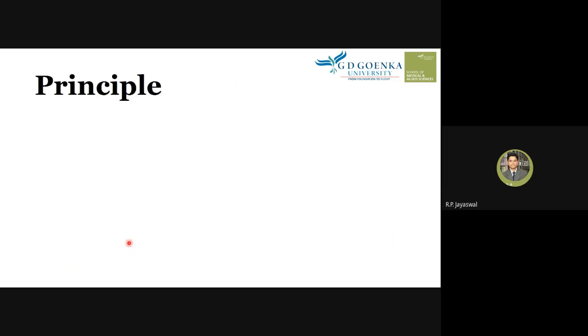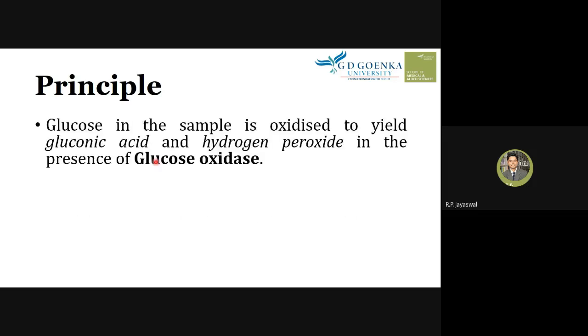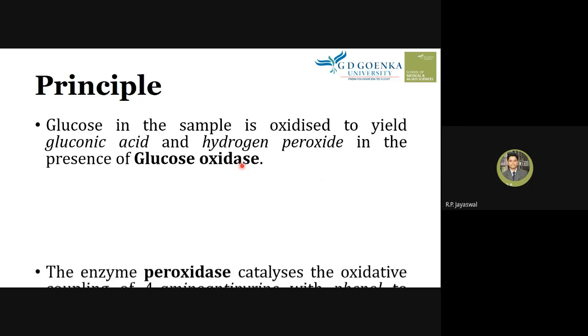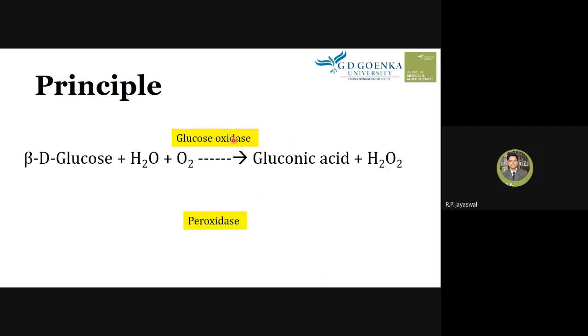Now let's know about the principle of Trinder's method. What is the principle? Here, glucose in the sample is oxidized to yield gluconic acid and hydrogen peroxide in the presence of glucose oxidase. Glucose oxidase is the enzyme. Here you can see beta-D-glucose, which is the glucose present in the sample, and in the presence of water and this enzyme, it converts glucose into gluconic acid.